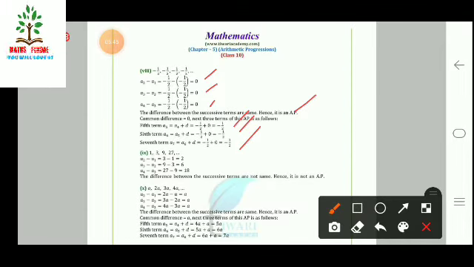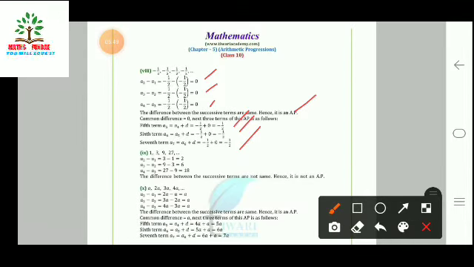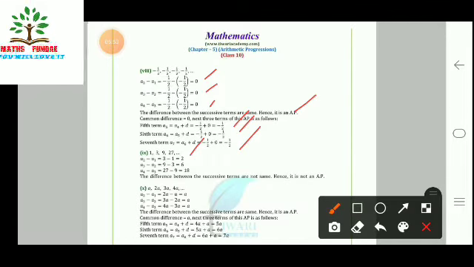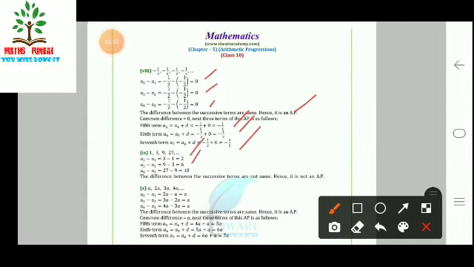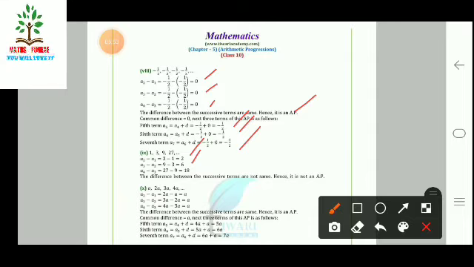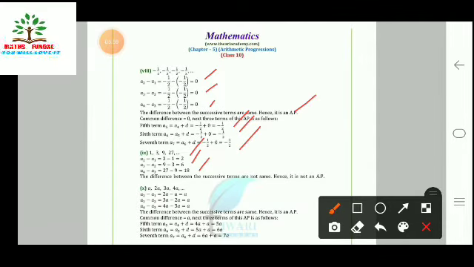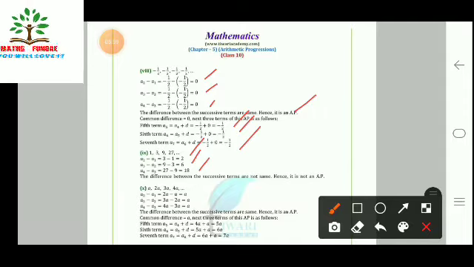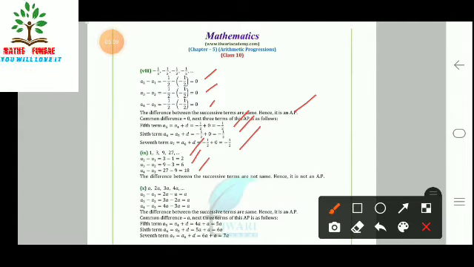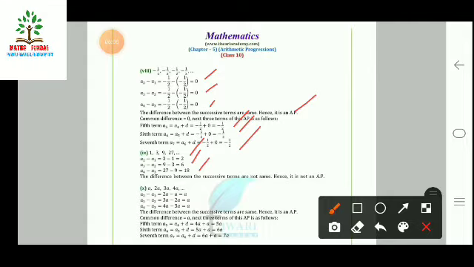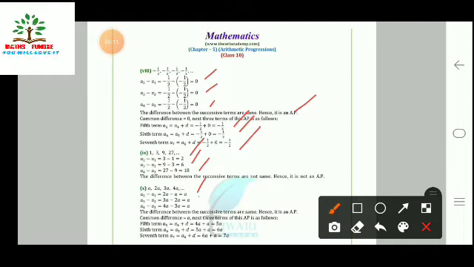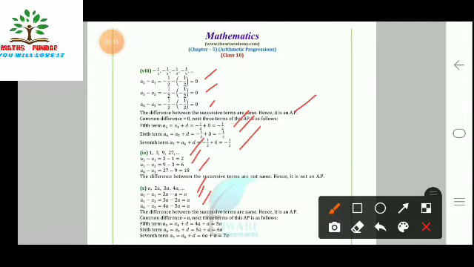Now in the ninth part, we see here 1, 3, 9, 27. If you find the difference, a2 minus a1 is equal to 2, a3 minus a2 is 9 minus 3, which is 6, then a4 minus a3 is equal to 18. So we can see here the difference between the successive terms is not the same, hence it is not an AP. Now moving to the 10th part, a, a2, a3, a4: a2 minus a1 is equal to a3 minus a2 is equal to a4 minus a3 is equal to a.